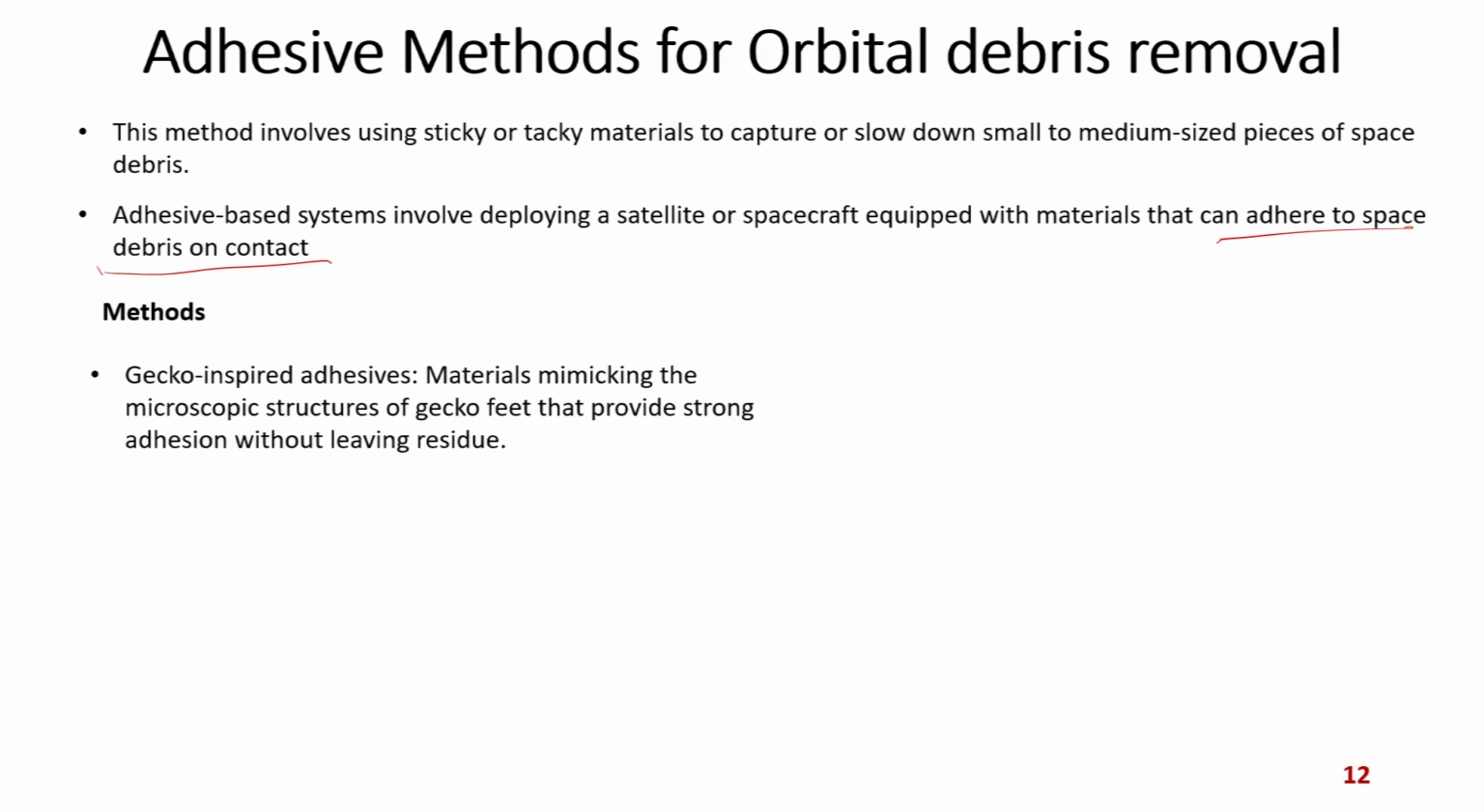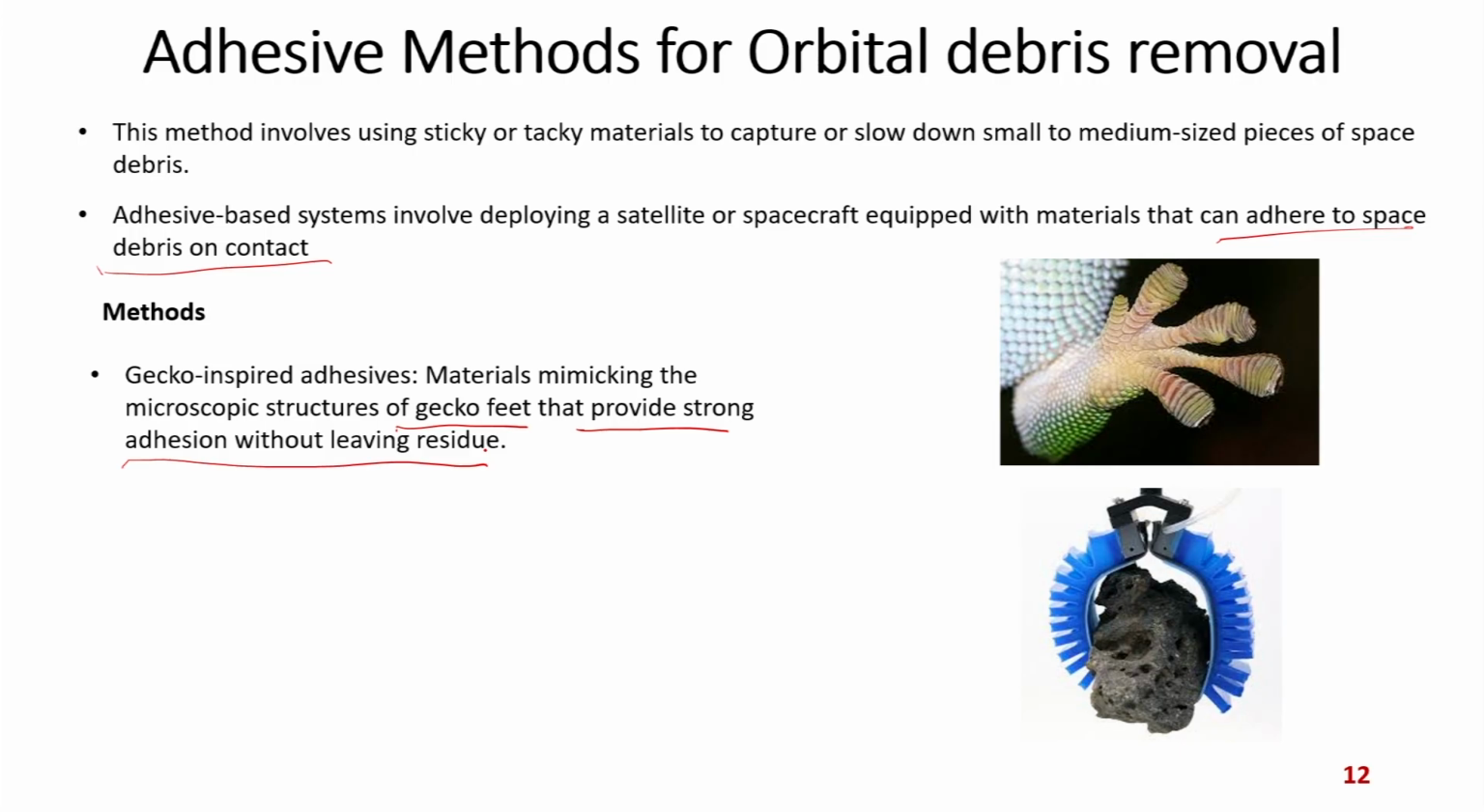So, you know what a gecko is, that is the lizard type, I will show you. These materials mimic the microscopic structure of gecko feet that provide strong adhesion without leaving residue. You can see this is the gecko feet. This is the type of clamp, or the type of removable contact. So, it is able to do it. This way the materials are developed.